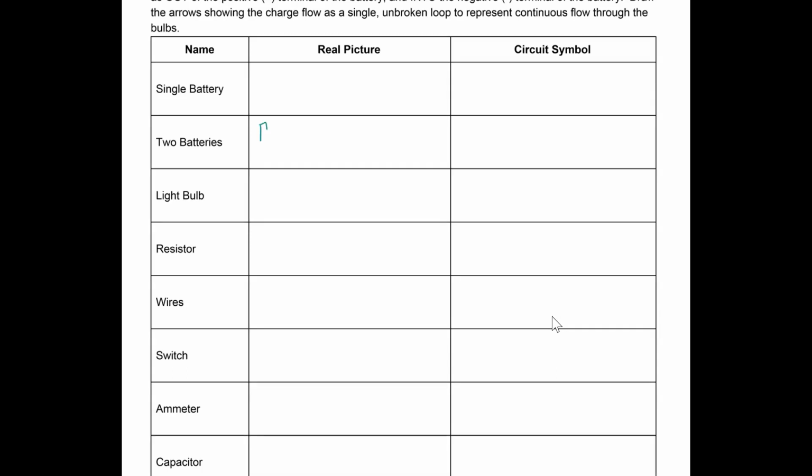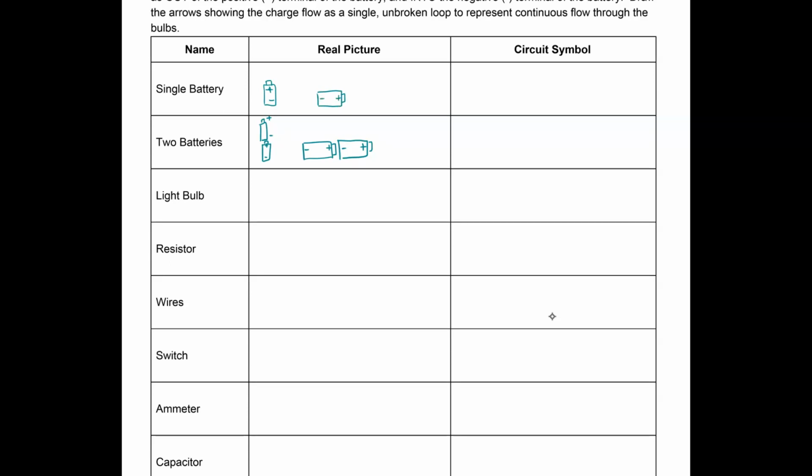There were two batteries that were kind of stacked on top of each other, with a positive terminal and a negative terminal, positive terminal, negative terminal. If they were laying on their side, they might look like this. Positive terminal, negative terminal, positive terminal, negative terminal. If they were a single battery, we would just draw one standing up, and then on its side, this is how it might look.